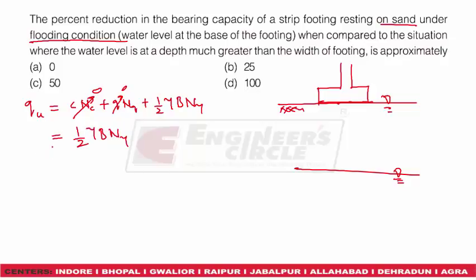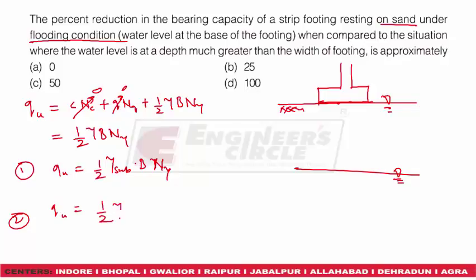Now there are two cases. For first case water level is up to top surface. So in this case qu will be equal to half, gamma will be gamma submerged, B into N gamma. And in second case water level is at a much larger depth, so here qu will be equal to half, gamma will be only gamma saturated into B into N gamma. Gamma saturated, or we should write it as bulk density. It will not be gamma saturated but any value corresponding to the saturation condition.